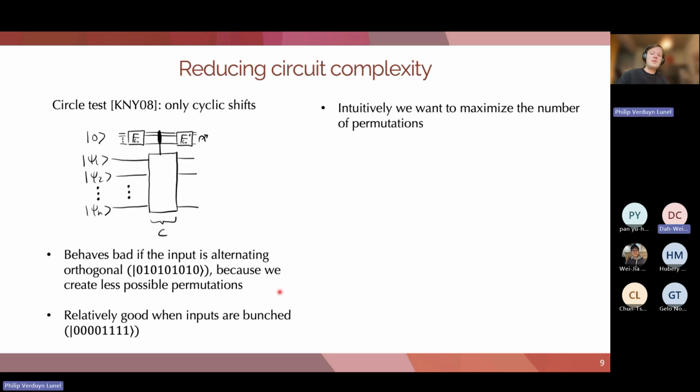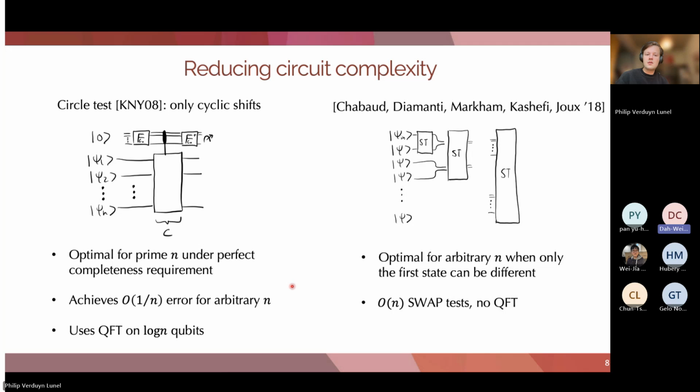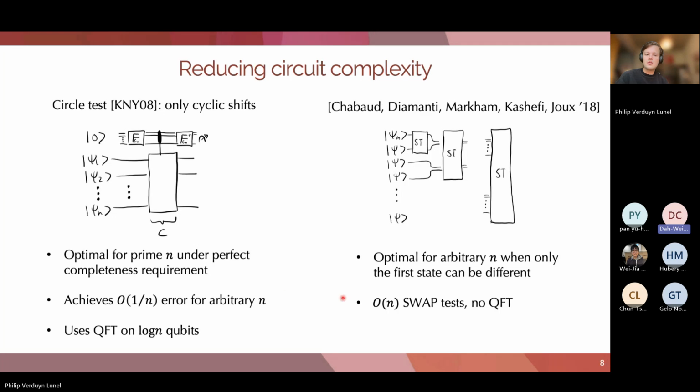So let me try to clarify what you say. For the left plot, you said you only need the cyclic shifts. Yes. So is the functionality the same as the previous one, the permutation test? No, this cyclic test doesn't generate all the permutations, right?